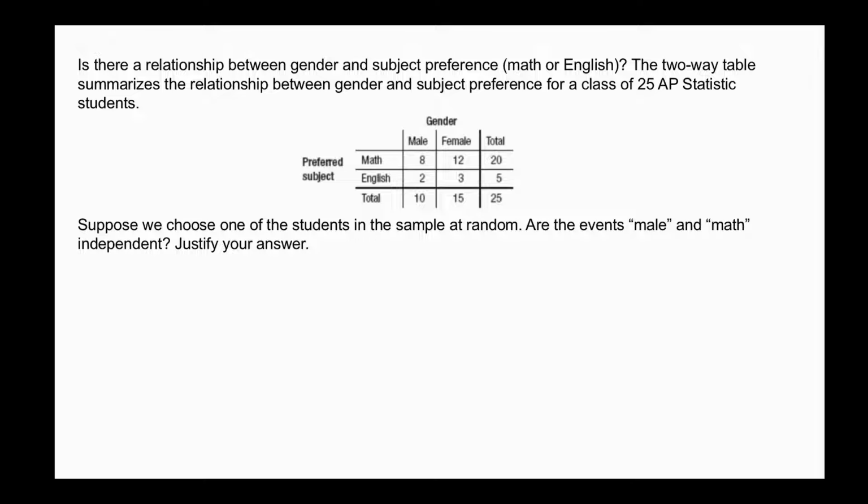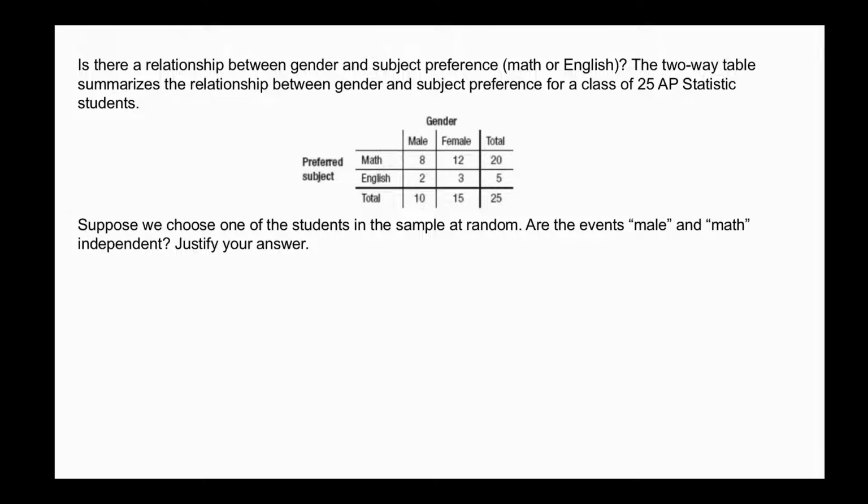Is there a relationship between gender and subject preference? Okay, that's the question. Math or English? The two-way table summarizes the relationship between gender and subject preference for a class of 25 AP statistics students. Okay, so it looks like we have gender. They're broken up into 10 males, 15 females. 20 of them preferred math over English. Okay, 5 of them preferred English.